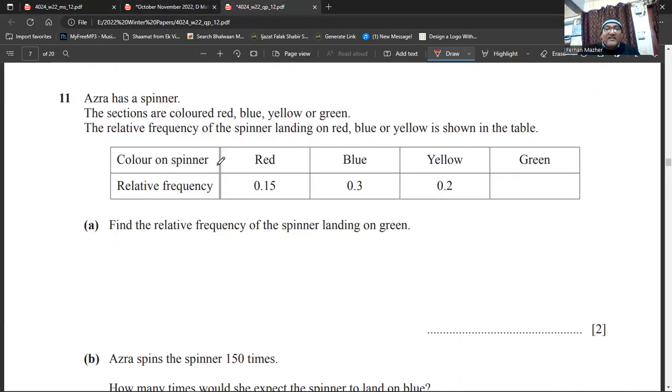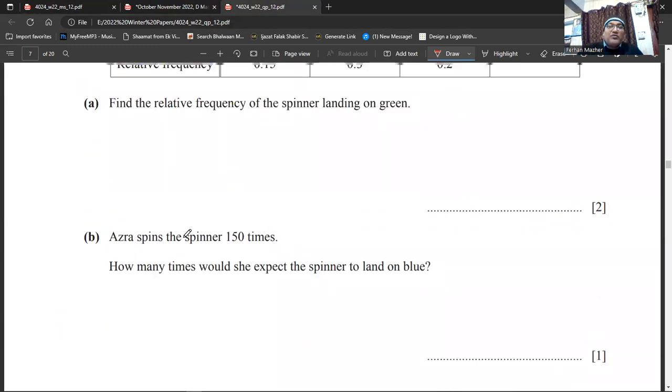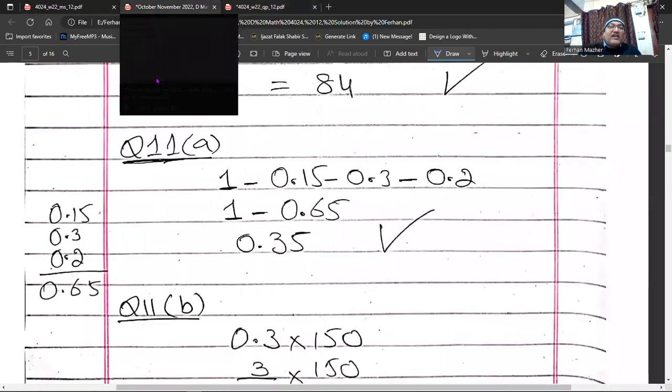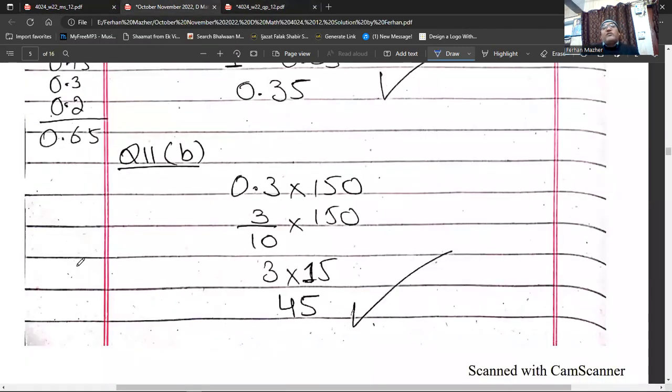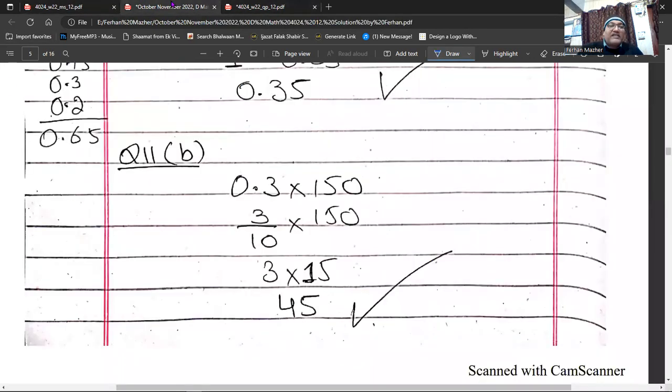I hope you understand. Then he says, Azra spins the spinner 150 times. How many times would she expect the spinner to land on blue? The relative frequency of the blue is 0.3. Just multiply 0.3 with the 150 and you will get the answer. 0.3 multiply 150, so that will be 3 by 10 into 150. So that will be 3 into 15 and that will be 45. So 45 times. 45 is the right answer, sir.